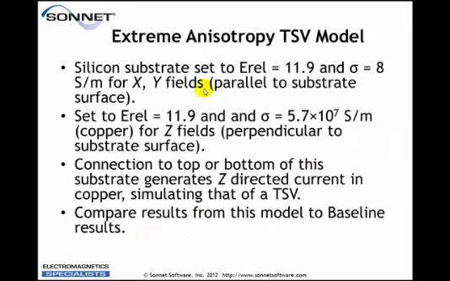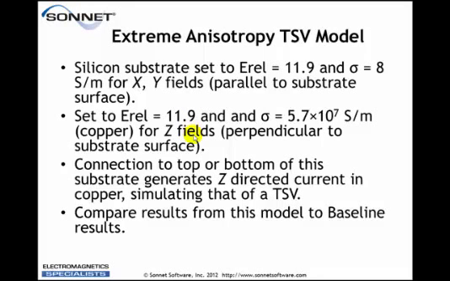For the extreme anisotropy model, now this is where things get really strange. This is going to be a mind expanding experience. We'll have the silicon substrate set to epsilon relative equals 11.9 and sigma conductivity 8 Siemens per meter for the X and Y fields. X and Y fields are parallel to the substrate surface. However, epsilon relative will still be 11.9 for the vertical field. However, the conductivity, instead of the 8 Siemens per meter, we're going to have it over 1 million times higher. Conductivity of copper, 5.7 times 10 to the 7th Siemens per meter for all Z-directed fields.